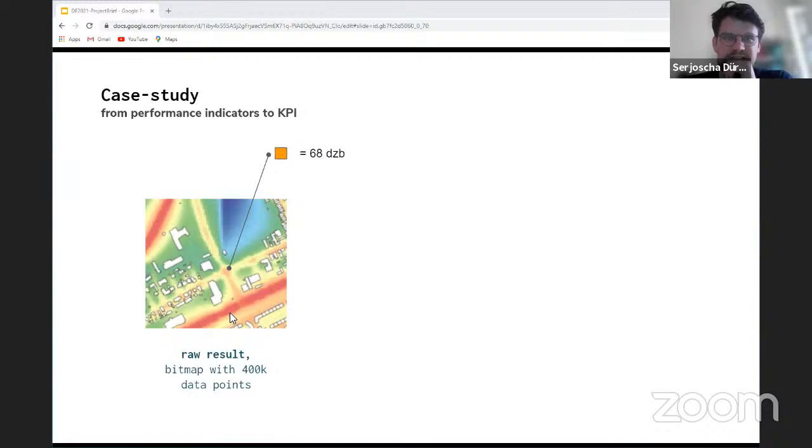Now, 400,000 data points is a lot of information. So comparing one solution, one scenario with one or two variants might work for humans. For us visually, we can kind of train to do that. For a computer, it's already a bit more complex.